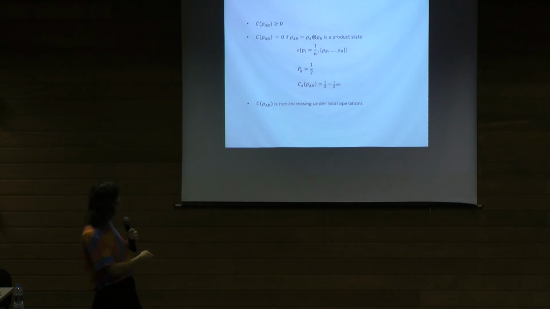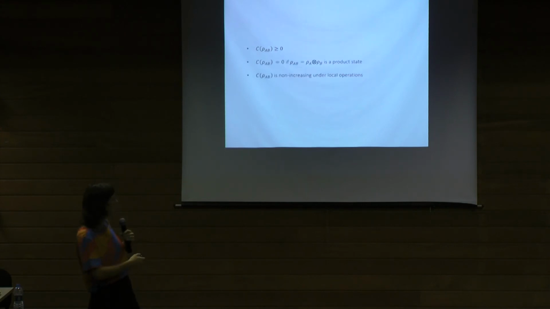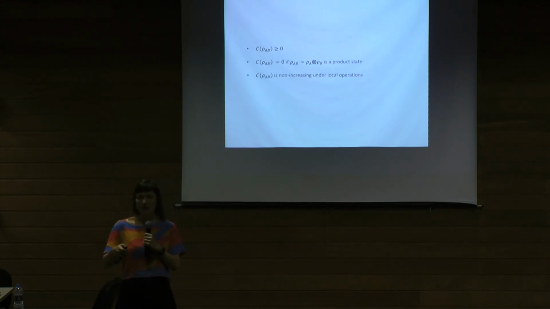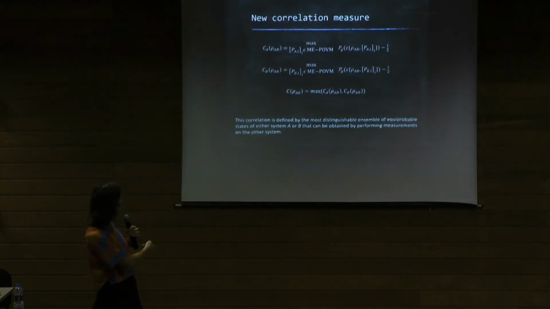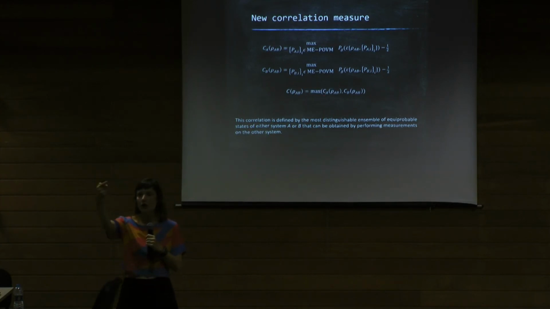Something that I haven't said is that we have two parties here, A and B, and we don't have any preference for what is A and what is B. So it can be that A is your system of interest and B is the ancilla, and it can be that one is evolving and the other not, or both of them are evolving. So that's why we kept this maximum. So there are two possibilities: you apply your POVM on A or you apply it on B, okay?